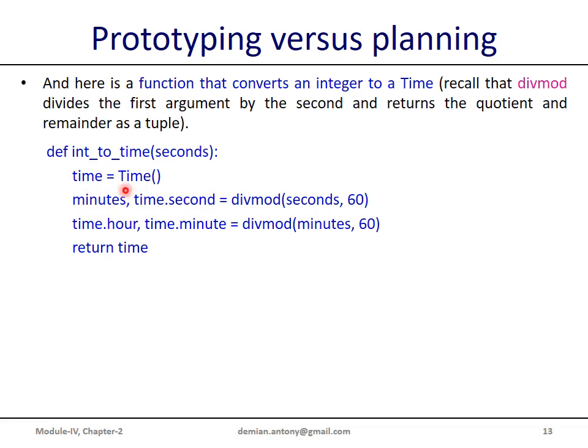Next we use this minutes. We apply divmod on minutes now. Divide by 60, that is integer division as well as modulus operator, and we get a tuple, time dot hours, which are assigned to the new object. Similarly the minutes are assigned to the new object, and finally we return the new time object named time.